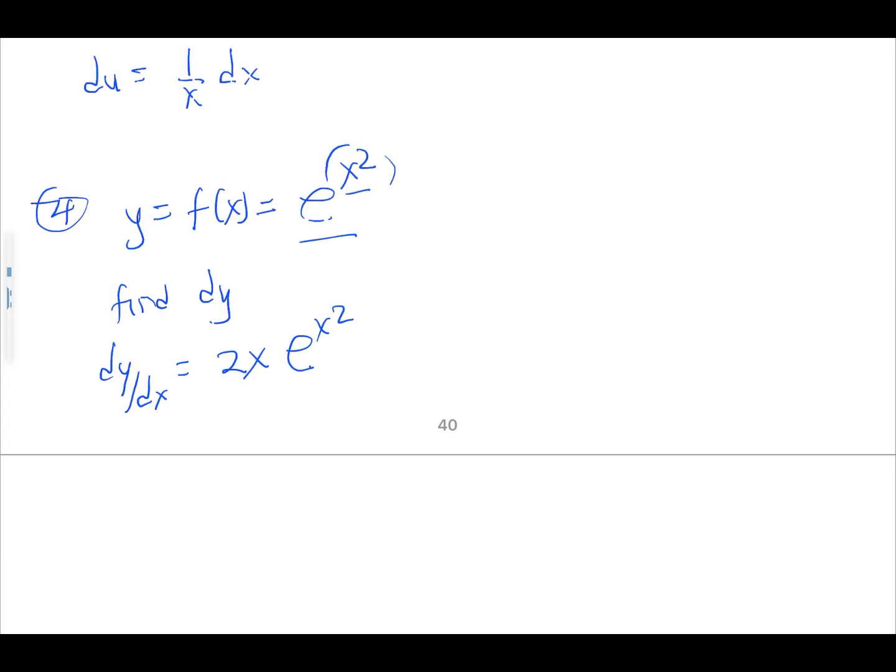And then to make dy the subject, you multiply both sides by dx. And at the end of the day, you are going to get 2x exponent x squared dx.